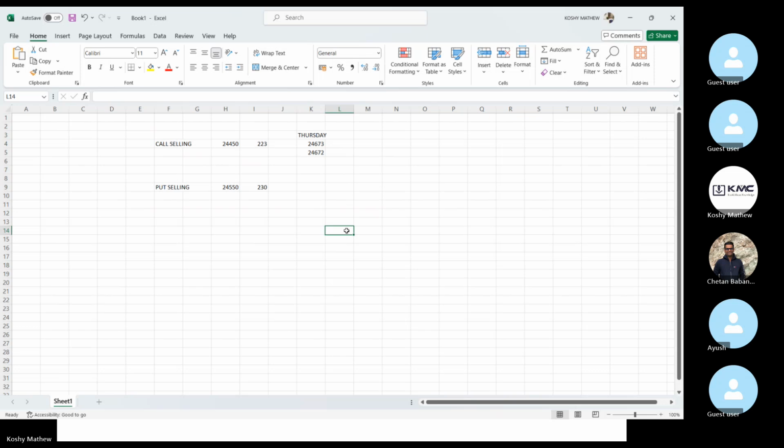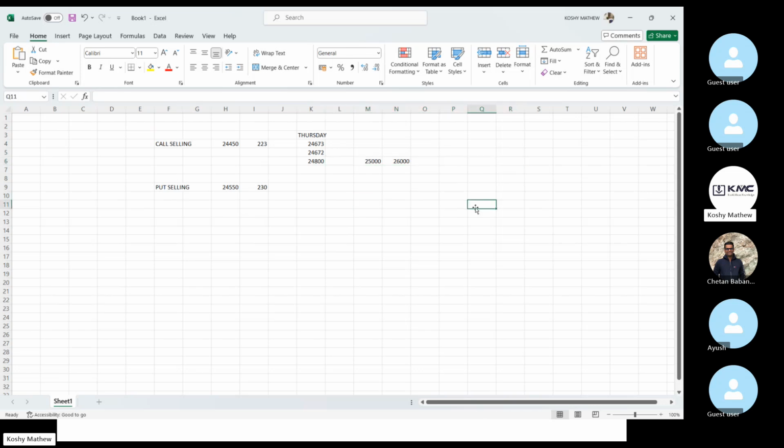He will make money. On the contrary, if Nifty goes to 24,800, the call seller will definitely make a loss. That's the reason the call seller's liability is unlimited. Sometimes Nifty may touch 25,000. It can even go to 26,000, correct? So his liability is unlimited. He'll make a huge loss.